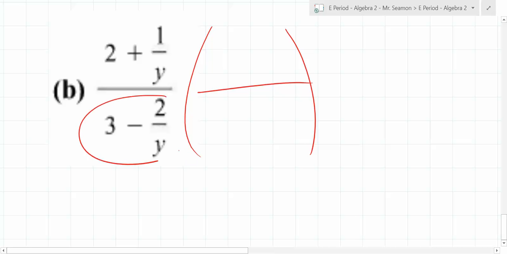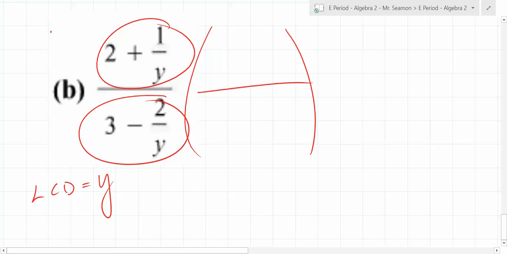What's the common denominator here? What's the LCD right there? What's the LCD? Yeah, exactly. So what's the LCD of y and y? What's the least common denominator for y and y? Yeah, so you multiply by y over y. If you multiply by y over y, what do you end up with?